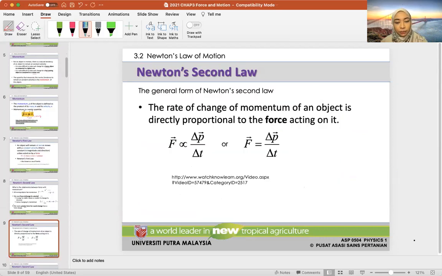Okay, so the general form of Newton's second law: the rate of change of momentum of an object is directly proportional to the force acting on it. So here F is proportional to the change in momentum over the change in time.